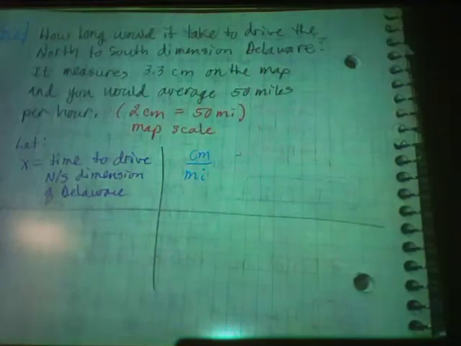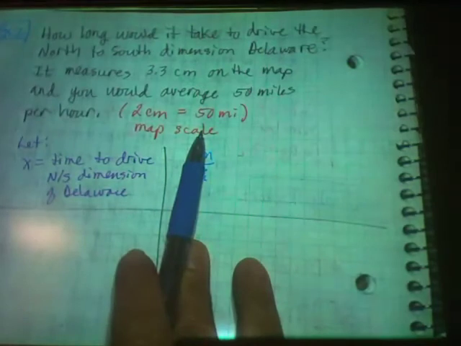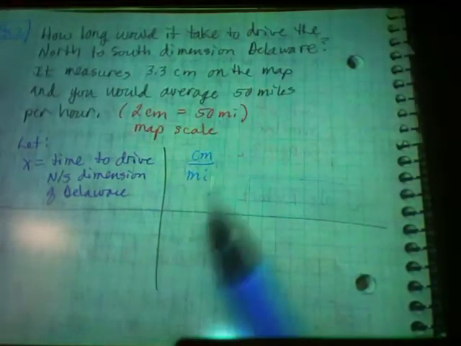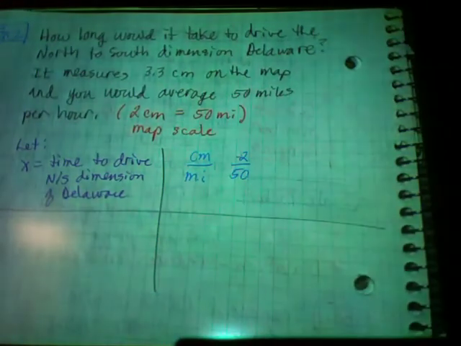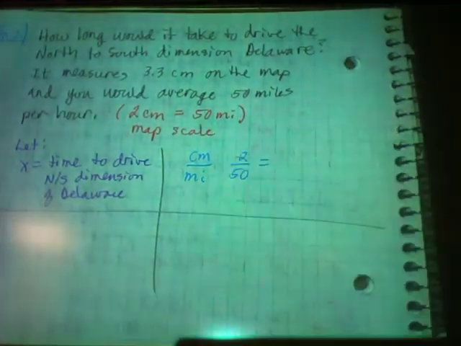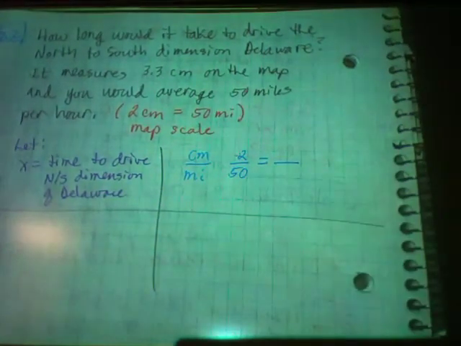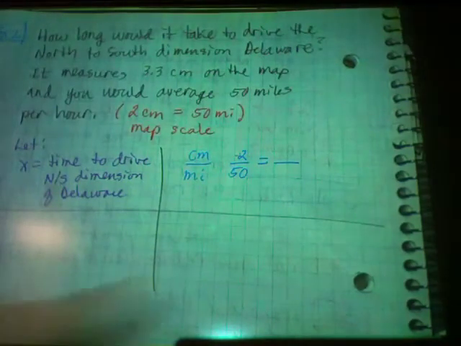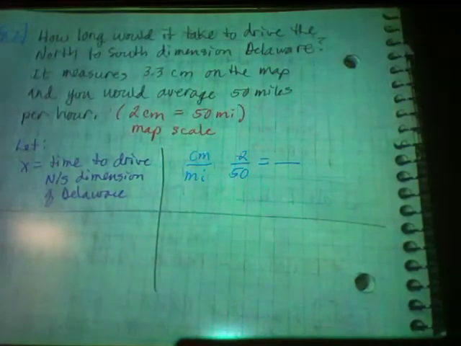So do we have a full ratio of centimeters to miles? Do we have a full ratio of centimeters to miles? Your map scale, isn't that your ratio? It's just written in equality format. So can't I write that as 2 over 50? There's my left side of my proportion. So on the right side, I should have a partial information. Now, what do I put in this side? Do I put 3.3 centimeters or do I put 50 miles in there? Which one is the one that's applicable to our equation to solve?